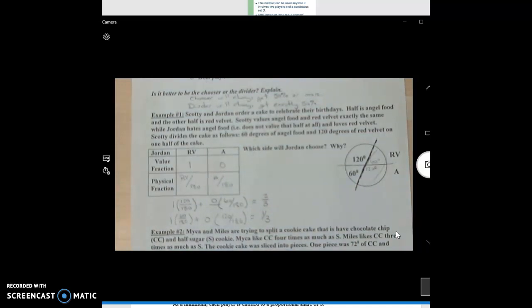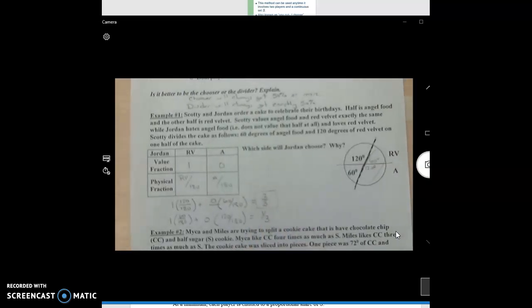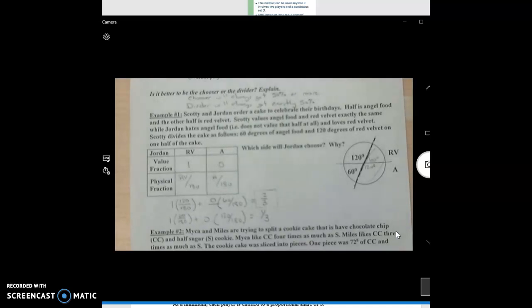So which one is Jordan going to choose most? And that is going to be this piece, because in terms of fair shares, Jordan feels like she's going to get 2/3 of her fair share if she takes this piece. So that's why she's going to take this one out of the cake over here. Because she's going to get more of the type of cake that she likes.